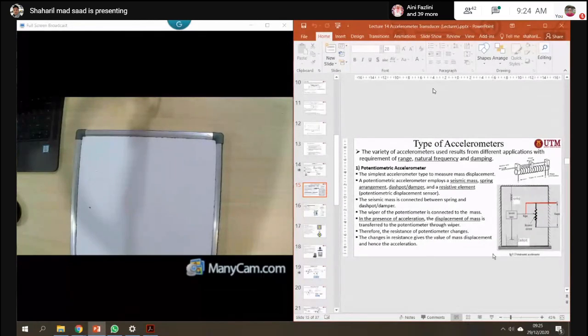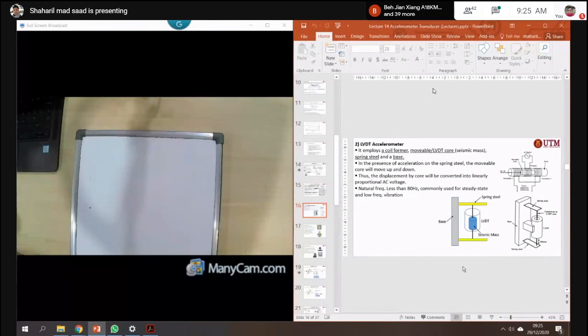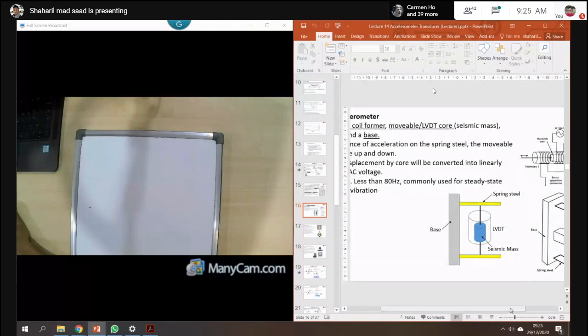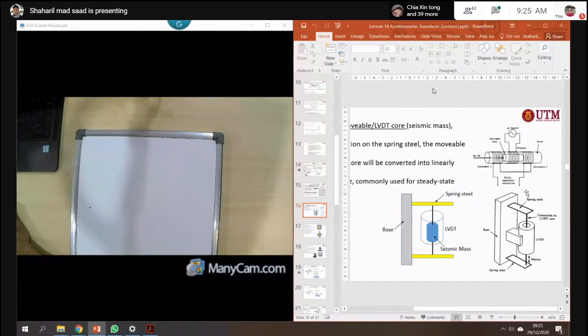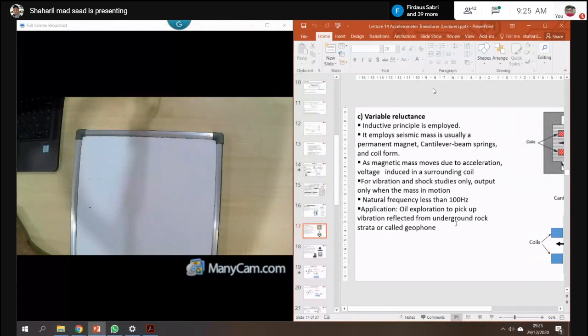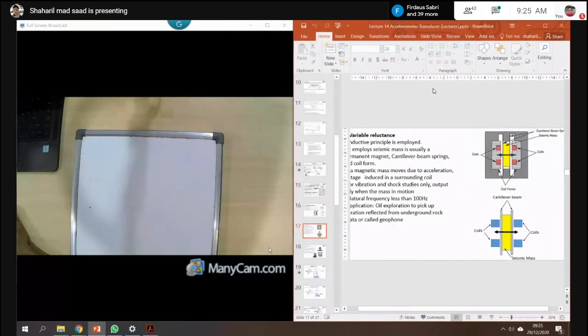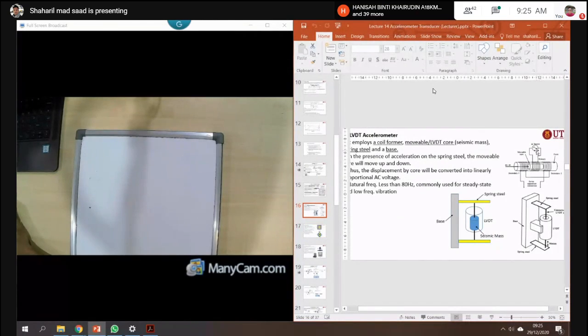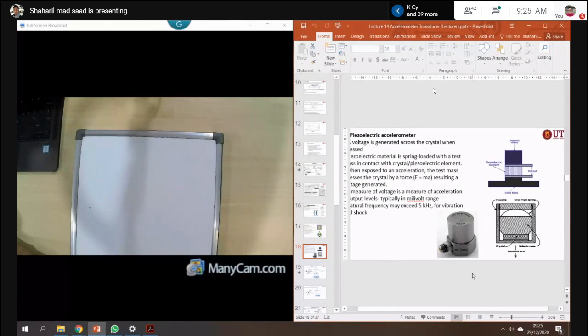for the potentiometer accelerometer, that means you don't need a supply current or a supply voltage, right? Except the potentiometer itself, right? Okay, this one. And then for the LVDT accelerometer, yes, this one you need to supply current, right? Supply source, right? Here, and then you can read the output from here. And the same thing with the variable reluctance from here. Because it uses some coils, right? It means you need to inject some current here, right? So that you will get the output from here. For the piezoelectric meter, you don't need a supply current. That means the piezoelectric itself will give you an output voltage.